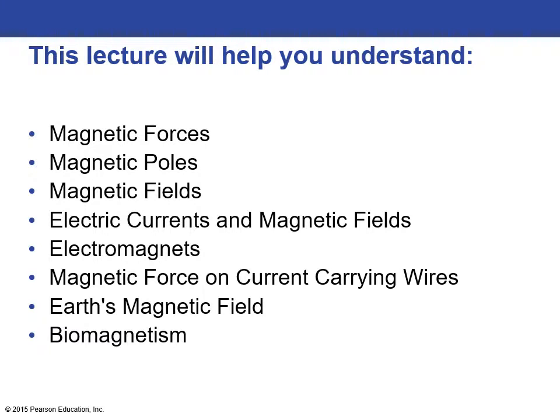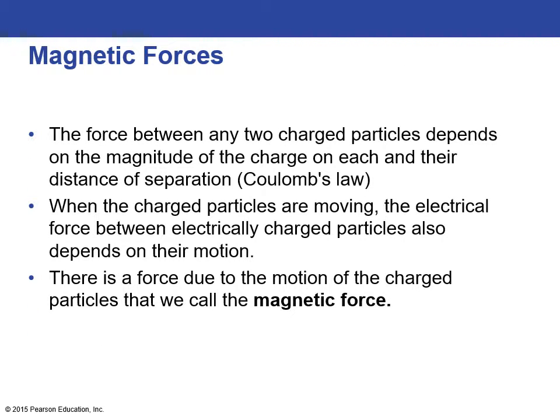Here's a list of the topics we'll talk about in chapter 24, dealing with basically magnets and how electric currents relate to magnets. Essentially, the force between any two charged particles depends on the magnitude of the charge. If you remember from past lectures, electrons have a negative charge. And so the force between particles, and essentially between magnets, depends on how much of that charge you have and how far apart the charges are.